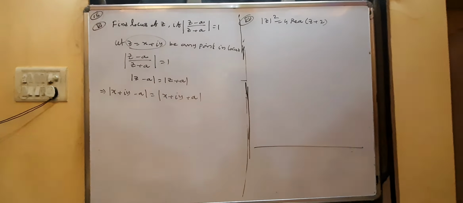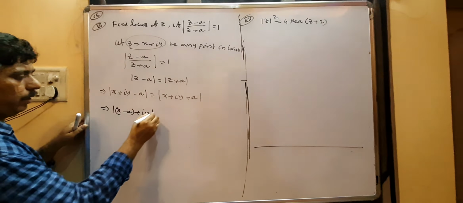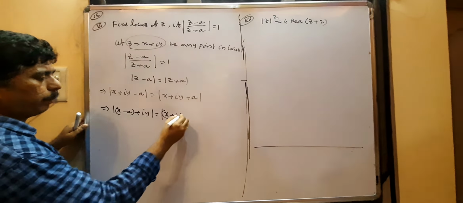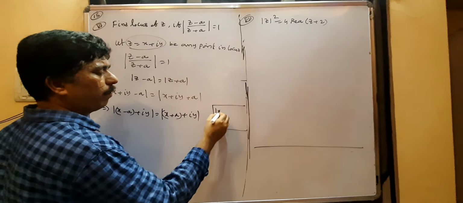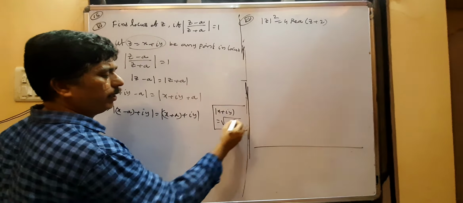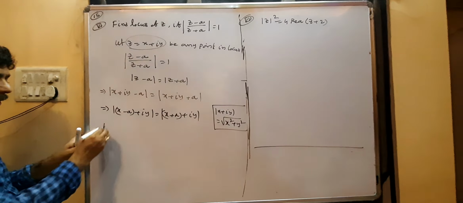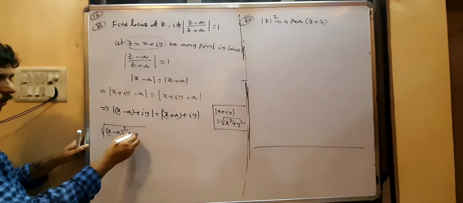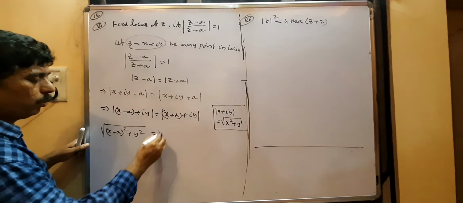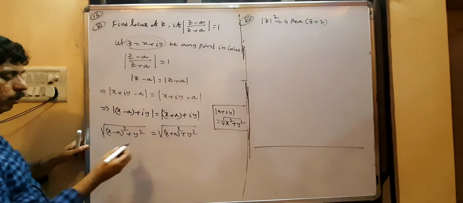Substitute in this case: mod of x plus iy minus a equal to mod of x plus iy plus a. The real part you can write together, so x minus a is the real part. So mod of (x minus a) plus iy equal to mod of (x plus a) plus iy. What is the mod of x plus iy value? Root of x square plus y square: apply real part whole square plus imaginary part whole square on both sides. Left side root of (x minus a) whole square plus y square; right side also, root of (x plus a) whole square plus y square. Squaring on both sides.